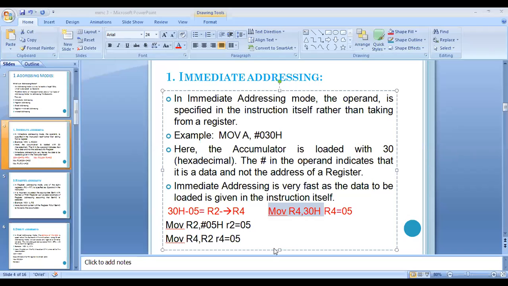Hope you have cleared all the things. Just remember one thing: whenever there is an immediate addressing mode, you have to directly mention the value. Whenever there is a register addressing mode, you first store the value into some register, and in the next step you mention the name of that register. That is called register addressing mode. And whenever there is a question on direct addressing mode, you have to mention the memory location in the instruction where your data is stored.